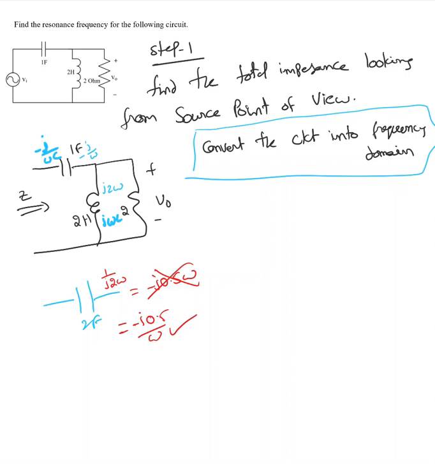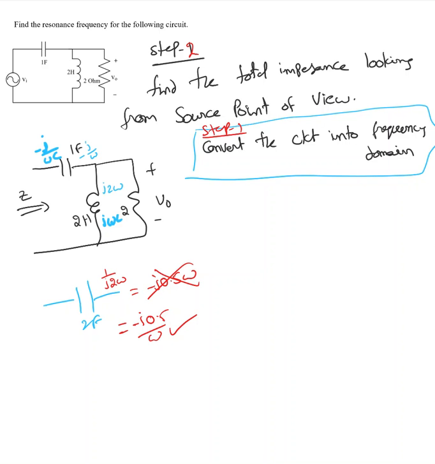Okay, so in step 1, first we need to convert the circuit into the frequency domain. So that's what I did here. Here I have 1 farad, so minus j over omega, and j omega L, which is j2 omega. And the second thing is we need to find the total impedance in this circuit. So I would say this is step 2. Step 1 is convert the circuit into the frequency domain. Step 2 is find the total impedance looking from the source point of view.